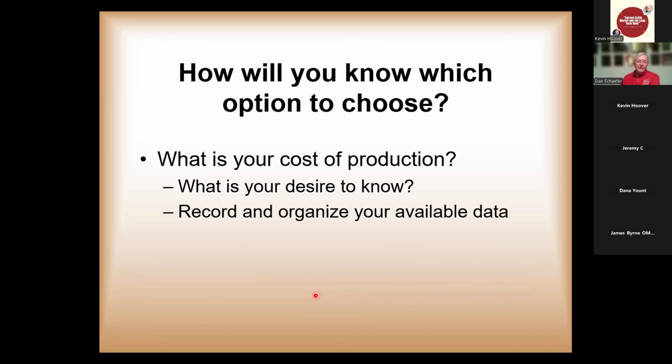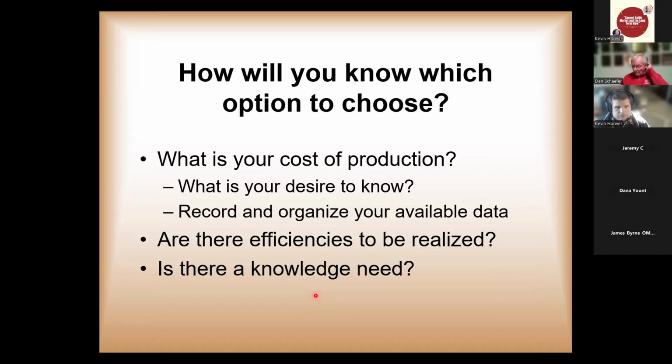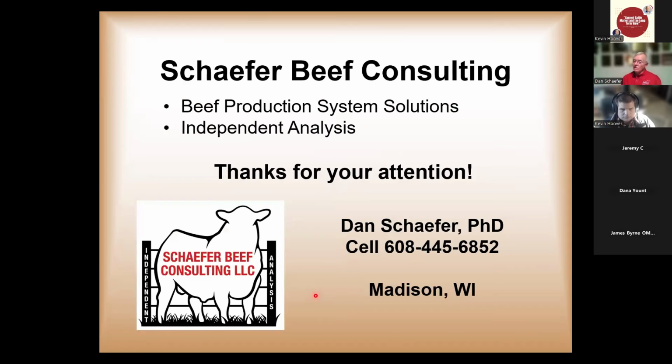So really, I am interested in helping people organize and utilize their available data, so that they might recognize efficiencies, and they might recognize where they need additional knowledge. There are a whole bunch of financial and technology topics that one could talk about in the general context of beef cattle production, and a number of those topics are mentioned here. But I contend that one doesn't really know what they should be interested in unless they know where their gaps in efficiencies or their gaps in knowledge exist. And that then sets the agenda for the learning that needs to occur.